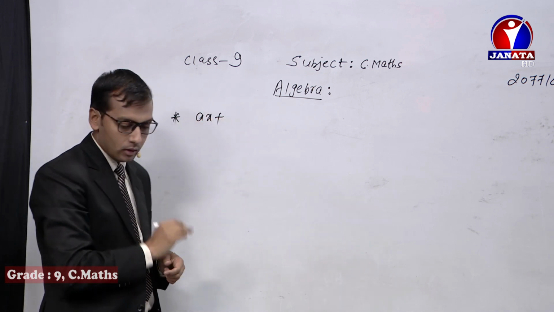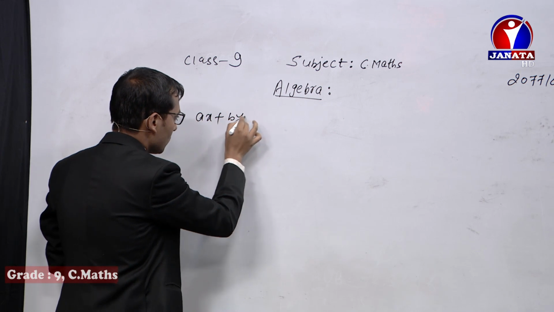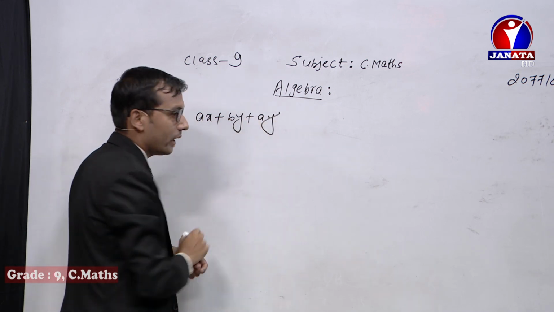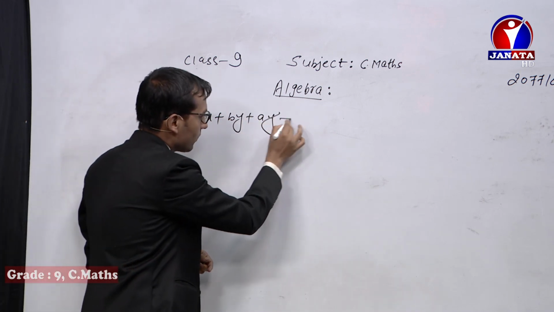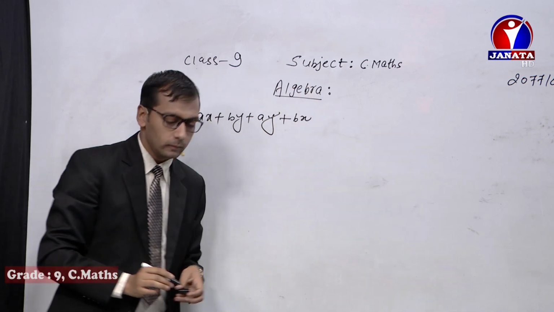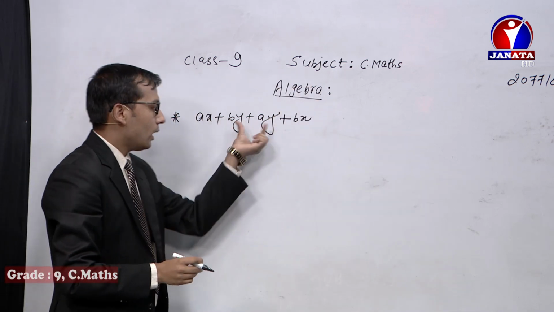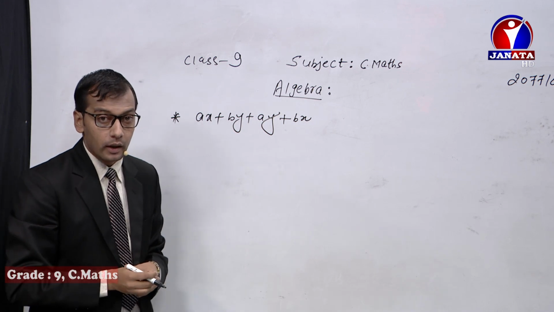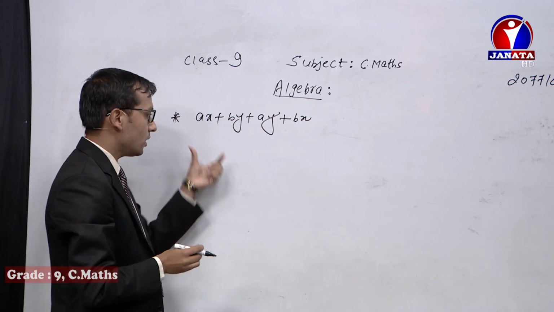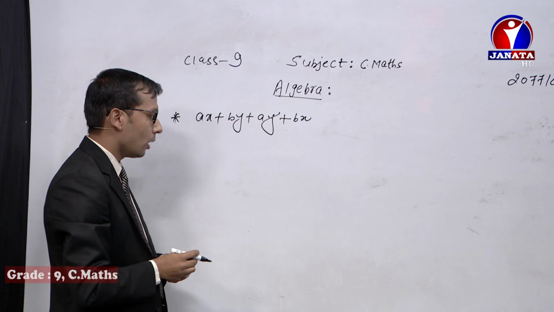Ax plus by plus ay plus bx. We can say there are four different terms in the expression. This is a polynomial. There are 4 different terms.